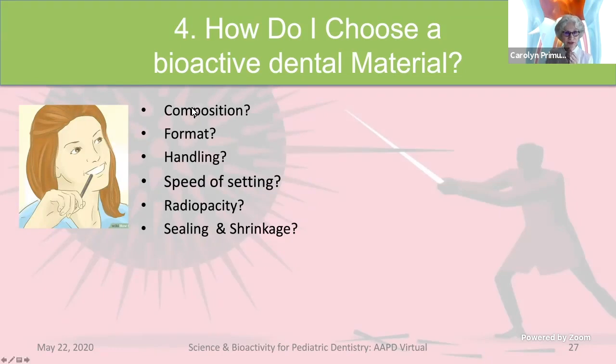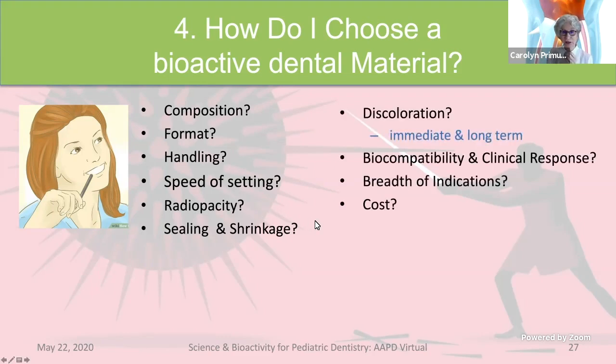Do you think about the composition, the format of the product? How does it handle? The speed of setting? The radiopacity? Does it seal or does it shrink? Does it discolor either immediately or long-term? What do we know about biocompatibility and the ultimate clinical response? Do you need a versatile material, or do you need it specifically for one treatment that you perform? And perhaps the overriding cost is your most important consideration. So let's look at these individually.